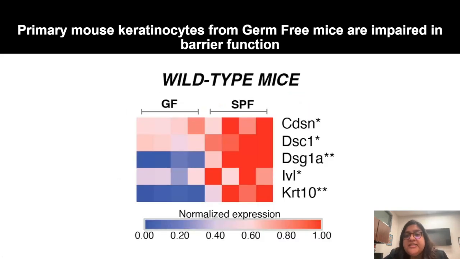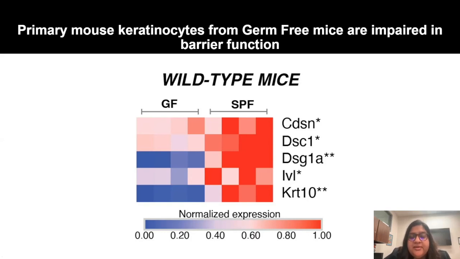If we specifically take these primary keratinocytes and look at quantitative gene expression of genes implicated in epithelial differentiation, we continuously see that those genes are downregulated. For example, genes like keratin 10, involucrin, and even those implicated in adherens junctions are impaired in germ-free mice under high calcium conditions.